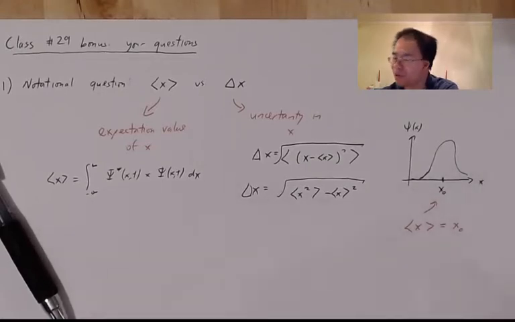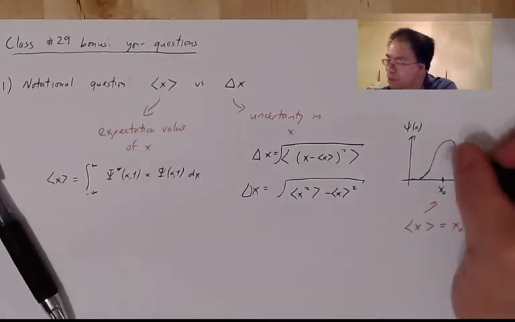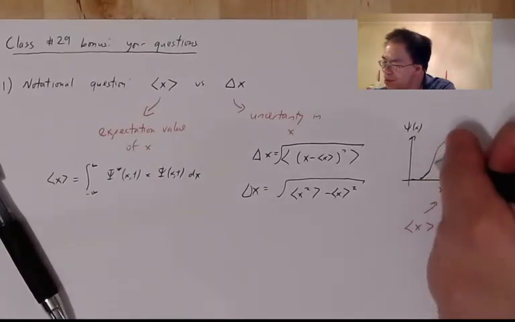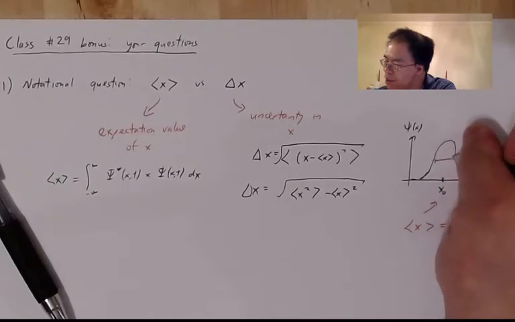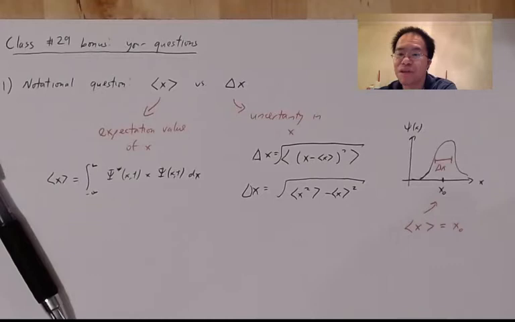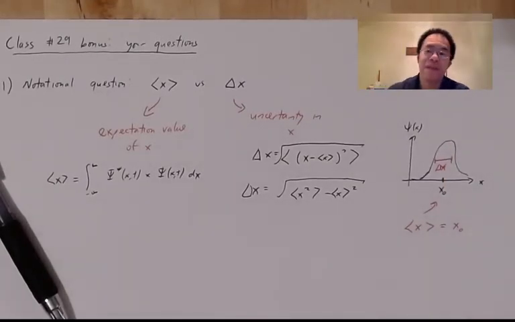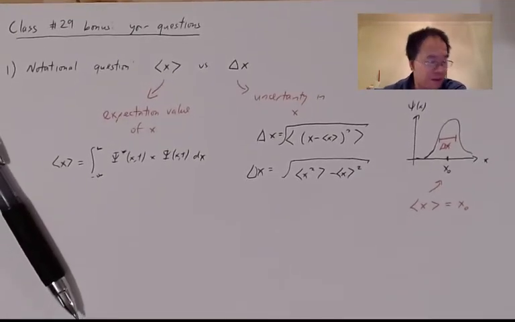Whereas the uncertainty in x would be a measure of how wide this was. So something like, this isn't really a good picture, but something like that would be the uncertainty in x. So that's an important point to distinguish.